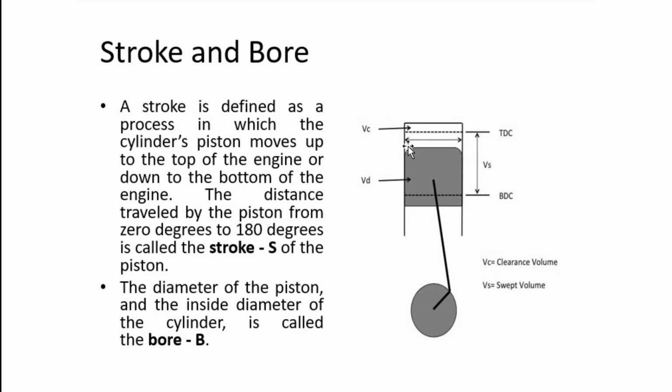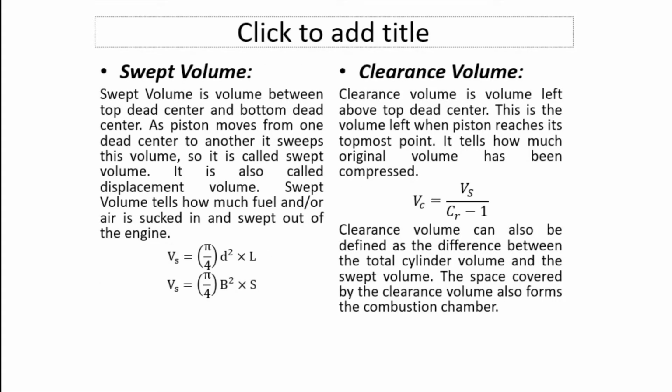of the cylinder. So if you know the inside diameter of the cylinder, or you know the diameter of the piston, you can find the value of the bore. This stroke and bore value will help us to calculate the sweep volume and the clearance volume. So coming towards the sweep volume, what is the sweep volume? Sweep volume is the volume between the top dead center and the bottom dead center.